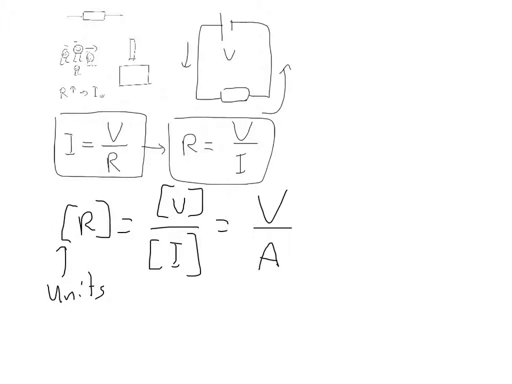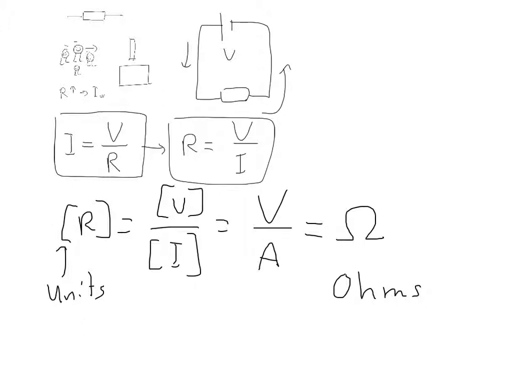But again, we're too lazy to write this all the time, so we just make up a symbol for this. And unfortunately, it's a Greek letter, the Greek letter omega. This is the unit of resistance, omega. And we call these units ohms. So resistance is measured in ohms. So 1 ohm is just 1 volt per ampere.